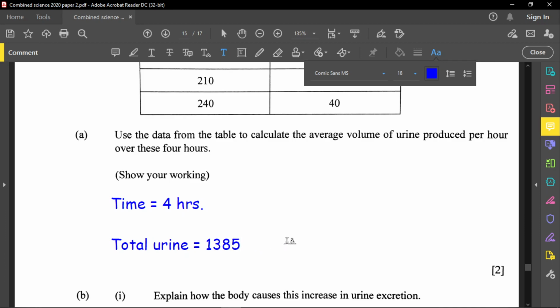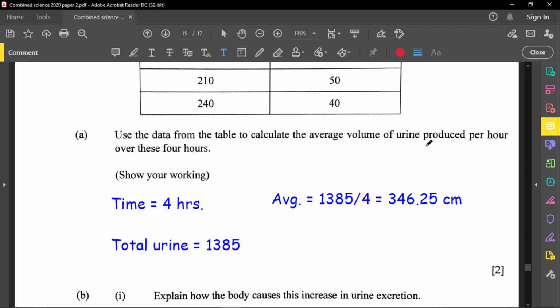So the total here for the urine will be 1,385, and that is in centimeters cubed. So we're going to find the average now. The average equals 1,385 divided by 4 because it's 4 hours. And that now equals 346.25. Okay, and that is centimeters cubed. Let me just write in my cubic symbol right here. All right, and there we go. That's the answer there.